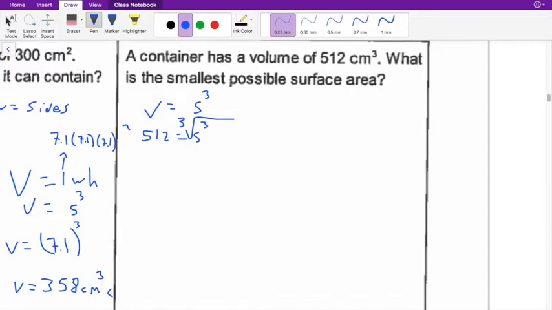So we're finding out what number times itself 3 times equals 512. Now you might also have something that looks like this. Sometimes it's x, like this. So you have to hit the button 3, then hit that button, and then hit your number. In this case, you type in 512. So the third root is 8.